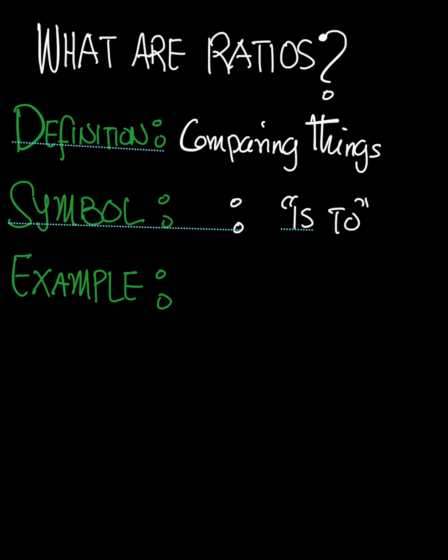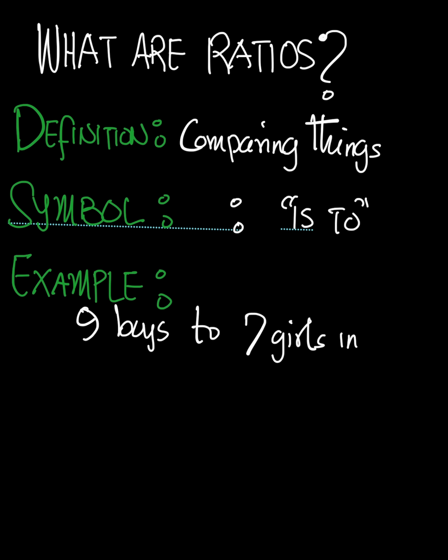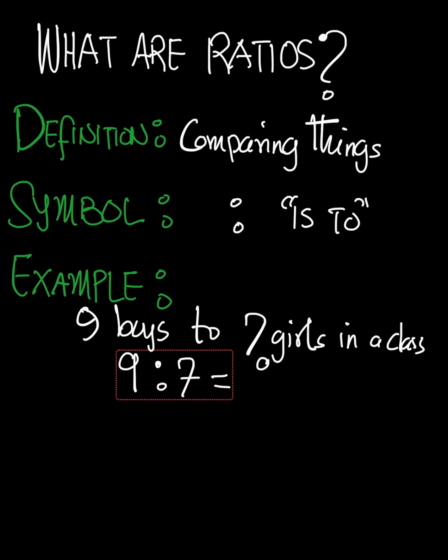Now let's take a quick example. Now let's say that we have nine boys to seven girls in a class. All right, 9 boys to 7 girls in a class. How are we going to represent this in a ratio? It's simply the number 9, then the is to symbol, and then you put 7 there. 9:7, and we can rewrite every ratio as a fraction. So 9:7 is the same as 9/7.